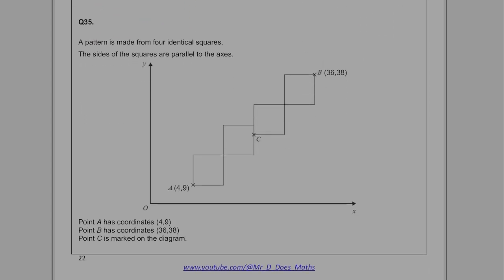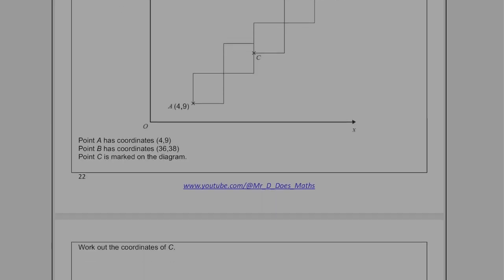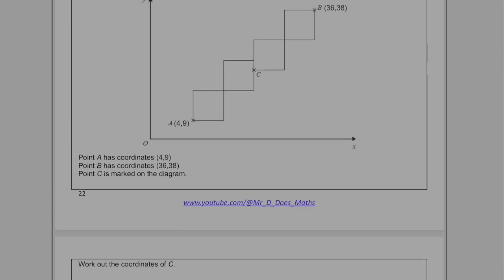Okay, question 25. A pattern is made from 4 identical squares. The sides of the squares are parallel to the axes. Point A is at the point (4, 9), point B is at the point (36, 38), point C is marked on the diagram. Work out the coordinates of C.